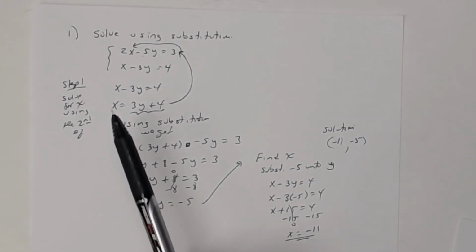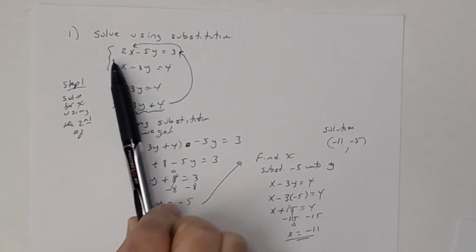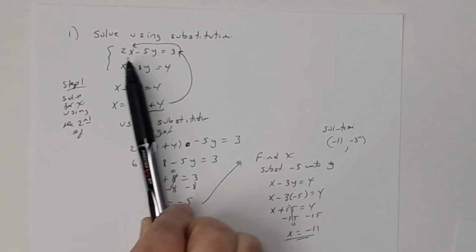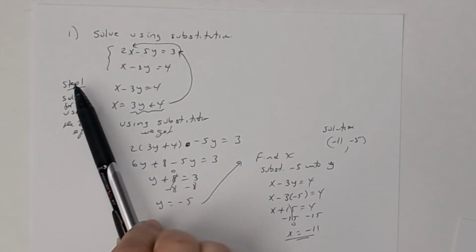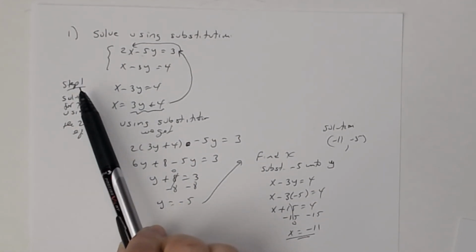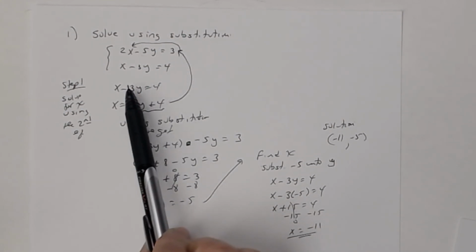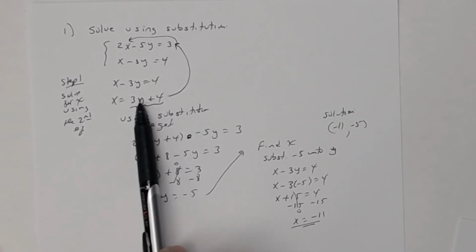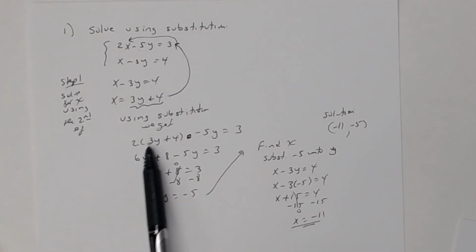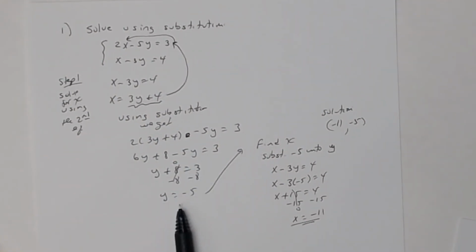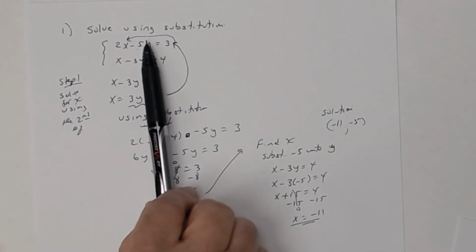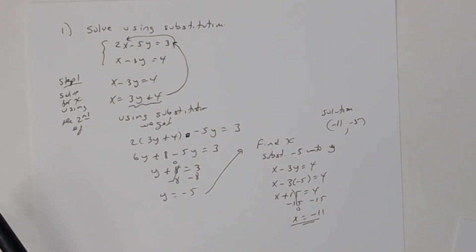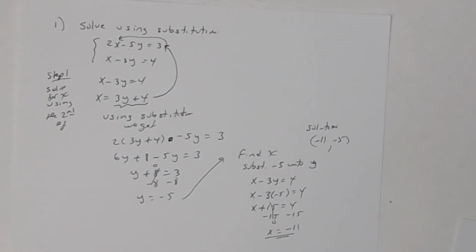So that's substitution. In substitution, you're going to choose one of those equations and solve for a variable. You want to choose something, if you can, in which you don't have any fractions. Then you take that, substitute into the other equation, that's what we did here, and solve for the variable. To solve for the other variable, you substitute what you just found into either one of those equations. It doesn't matter. And you're done. So that's how you do it. All right, so that was number one.